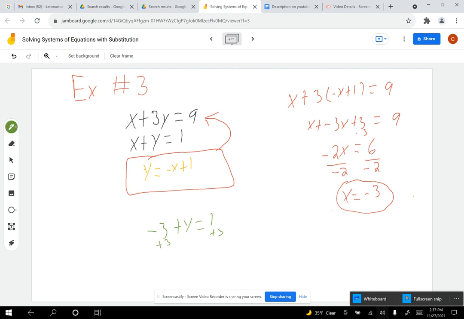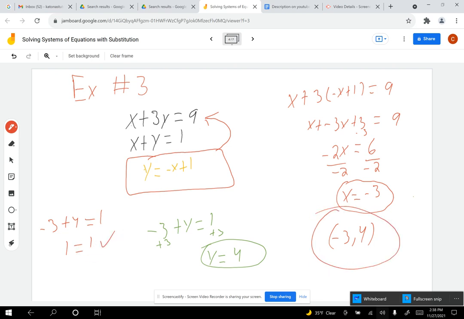Now, I'm going to write my answers in an ordered pair. And then we're going to plug it in and check. Again, plug it into one of the original equations. So I'm going to have negative 3, and I'm going to plug it into the bottom equation. Negative 3 plus 4 equals 1. Oops, sorry, guys. Sometimes I write on slants. Okay. Negative 3 plus 4 is 1. 1 equals 1. And bingo. We got the right answer.